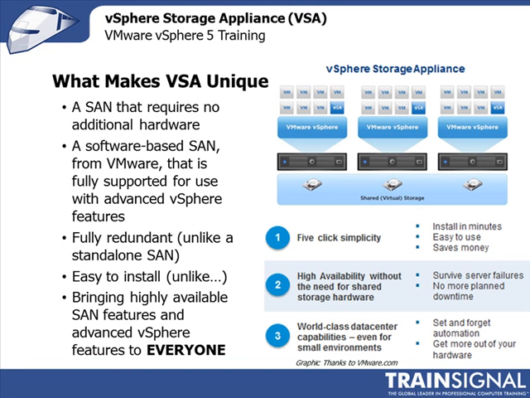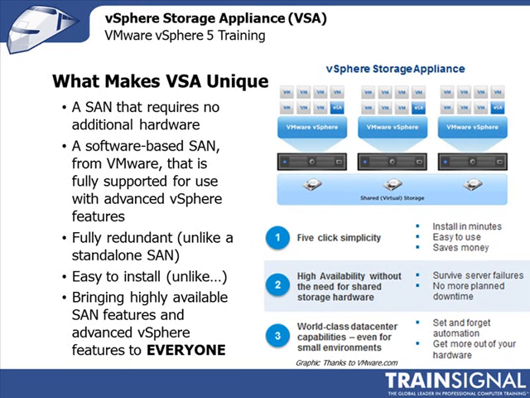Here's another nice graphic from VMware.com that depicts the things that make the VSA so unique. First off, they say that it installs in minutes. In fact, they claim that you can install it in 5 clicks. I'm not so sure about that, but we'll see. It offers high availability without the need for dedicated shared storage hardware. It can survive server failures, and it offers world-class data center capabilities, and it brings those down to the small environments. So they say it has set and forget automation, and you can get more out of the local storage that's on your hardware.